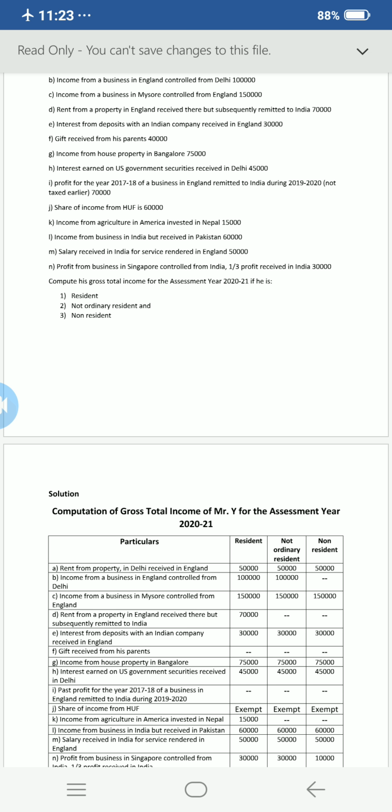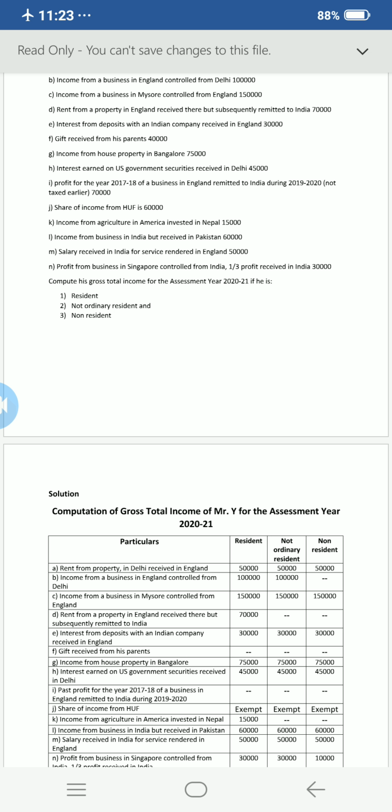Okay, got it. Then next, gift received from his parents, rupees 40,000. Dear students, we have already discussed gift received from parents is exempted from the tax. So it is not taxable for anyone. Next, income from house property in Bangalore, rupees 75,000, of course Indian income, so taxable for each.